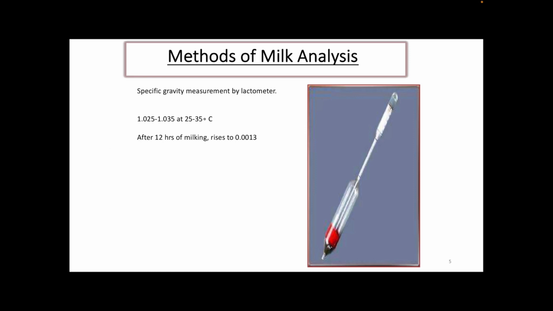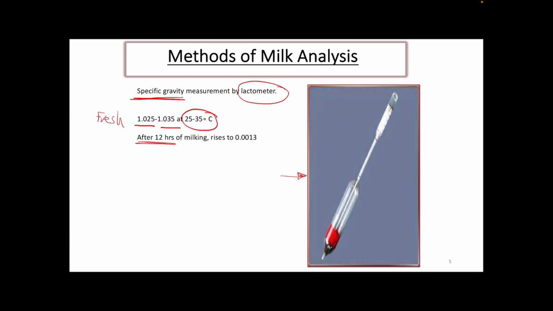Let's talk about the analysis of milk. How to analyze milk concerning its chemical and physical properties. First, we determine the specific gravity of milk by a small apparatus called the lactometer, like the one in the picture. The regular specific gravity of milk ranges from 1.05 to 1.035 at room temperature, 25 degrees centigrade. This is for fresh milk.